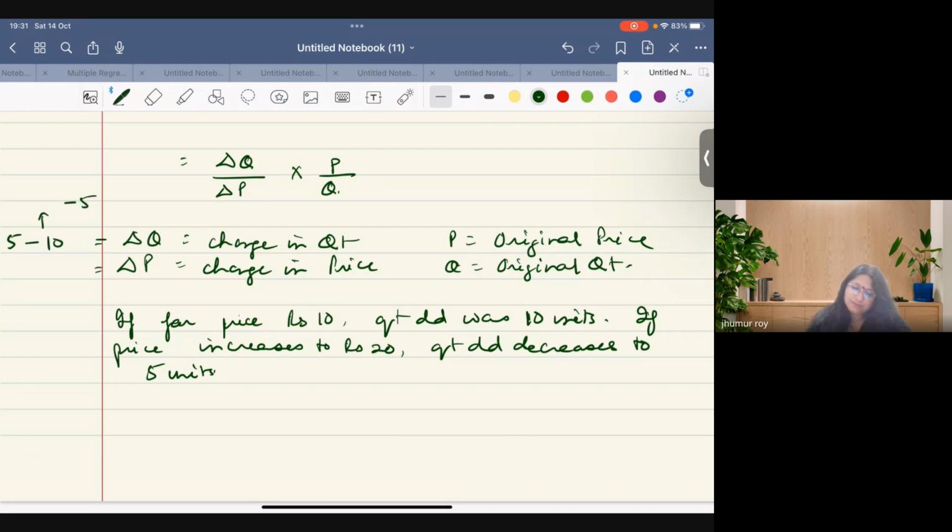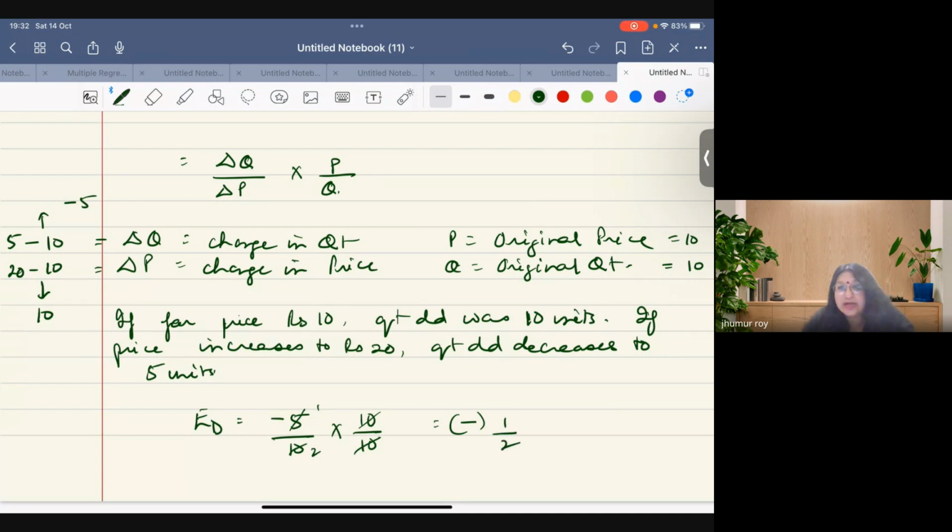What is the change in price? You will find that it was 20 now and 10 earlier. So here you're taking this as 10. What is the original price? Original price was rupees 10. What was the original quantity? It was 10. So if you calculate it, elasticity of demand is equal to minus 5 upon 10 multiplied by 10 upon 10. You can cancel out and you'll get 1 by 2. So here you get minus 1 by 2.